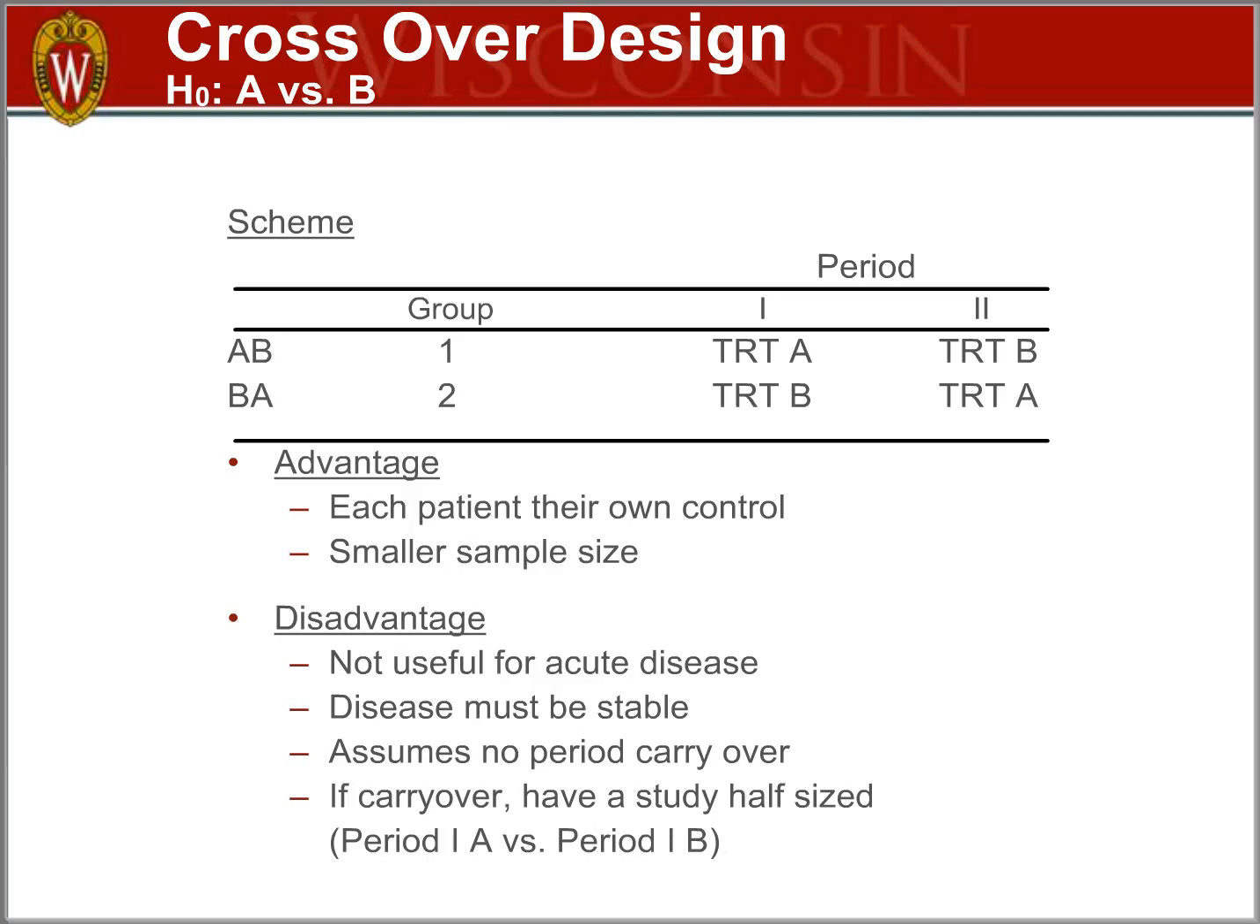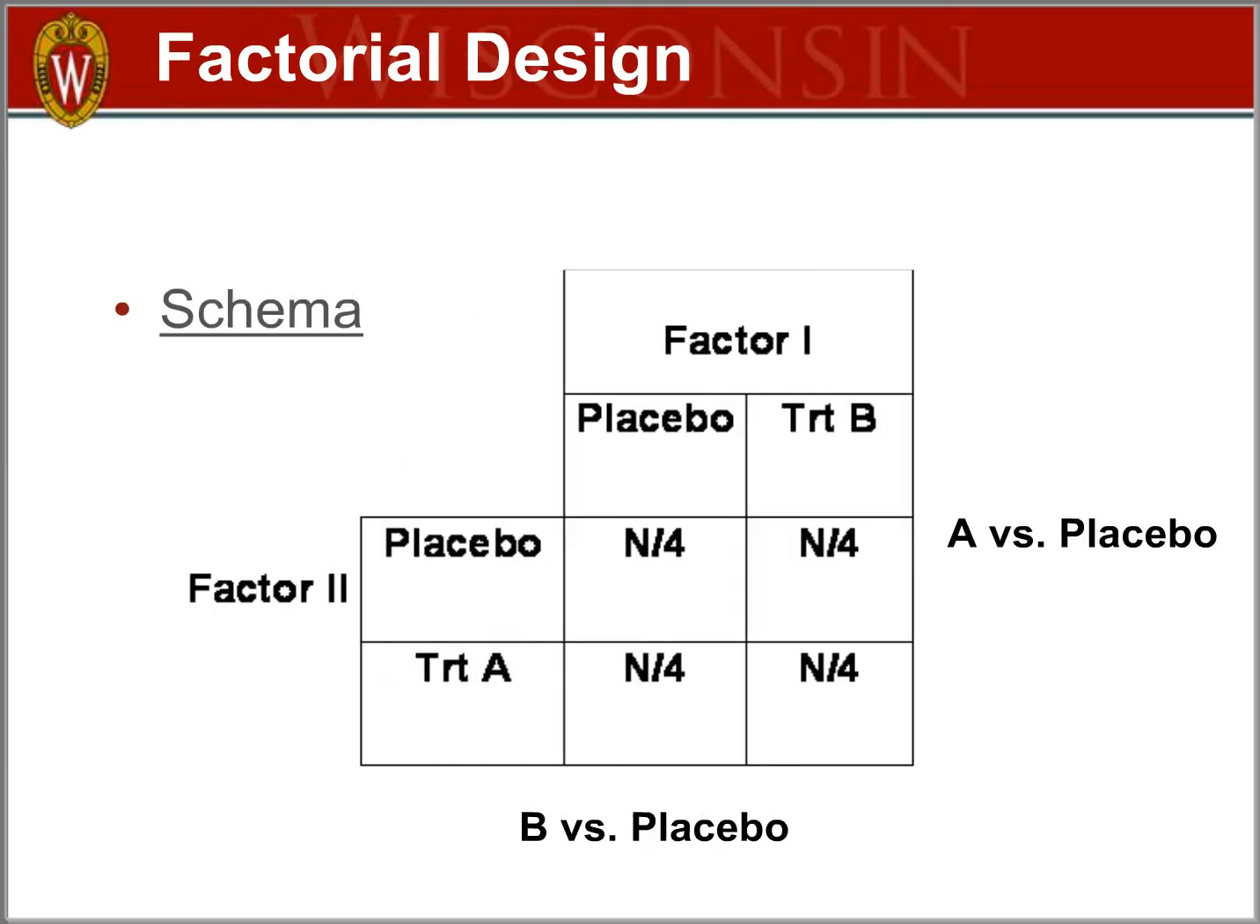If it turns out you do this design and discover there's a carryover effect, you wind up having essentially a study that's half as big as you thought. Those who got treatment A first, treatment B second, or the other, but you can't combine the two strategies. A little more complicated version of this is the so-called factorial design. Here, we're going to try to get two studies for the price of one.